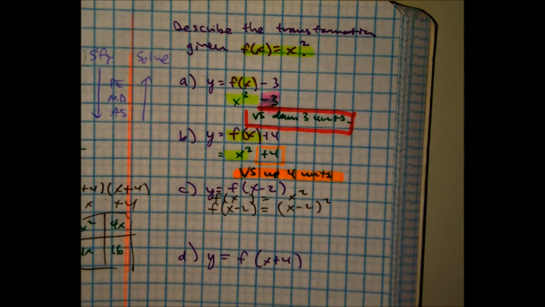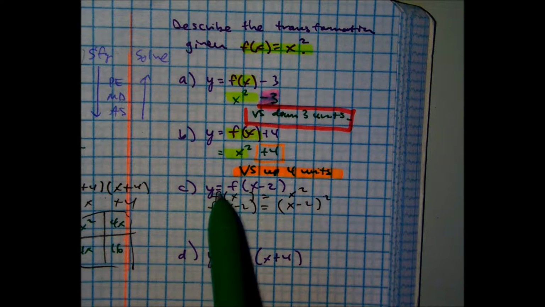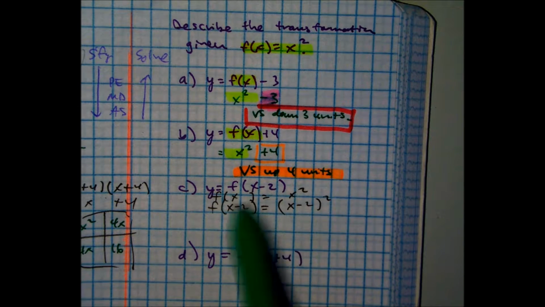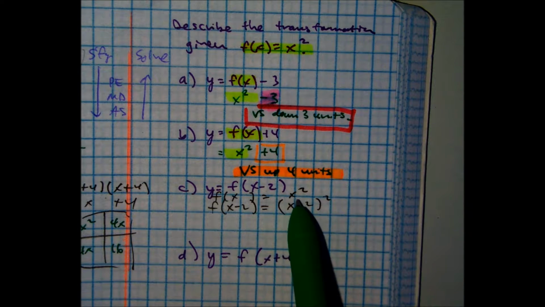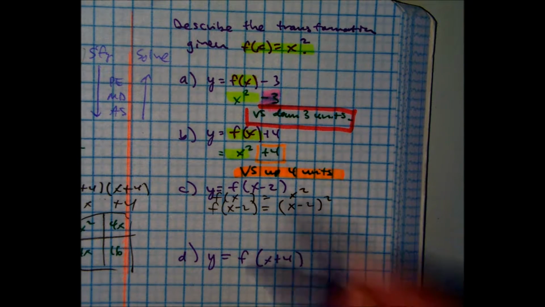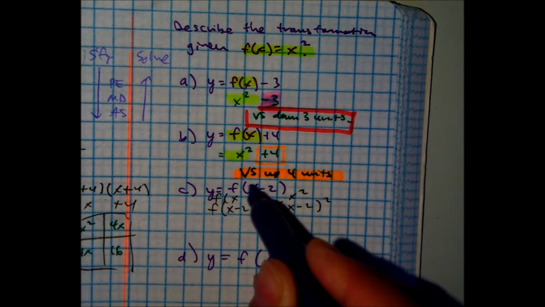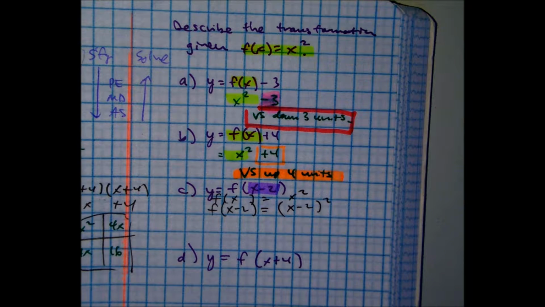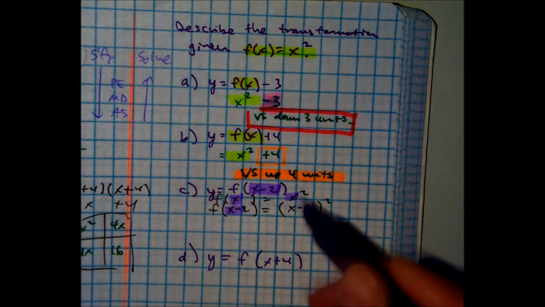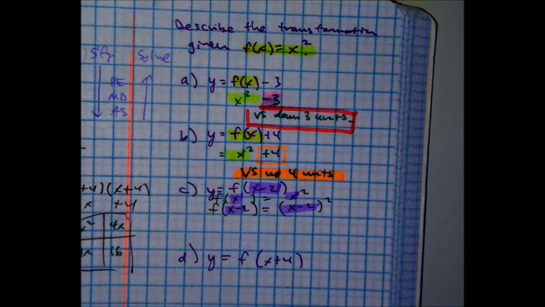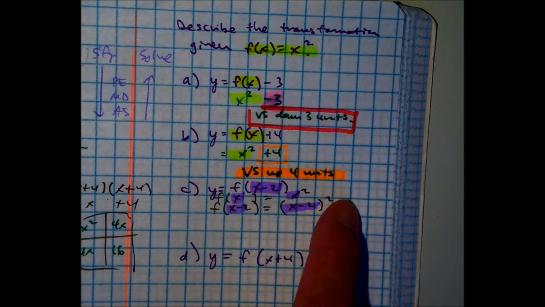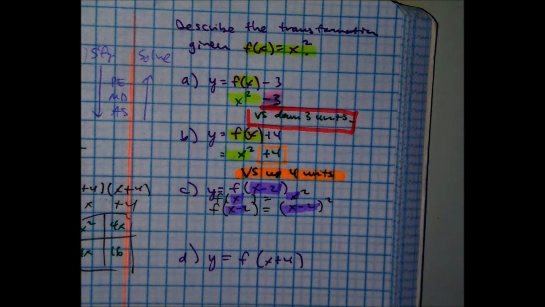Let's go and do C now. C tells us y equals f of x minus 2. Remember, if you write the function f of x equals x squared, it's essentially telling us that instead of writing x, we're going to write x minus 2. Instead of x, write x minus 2. So the y is now x minus 2 squared.